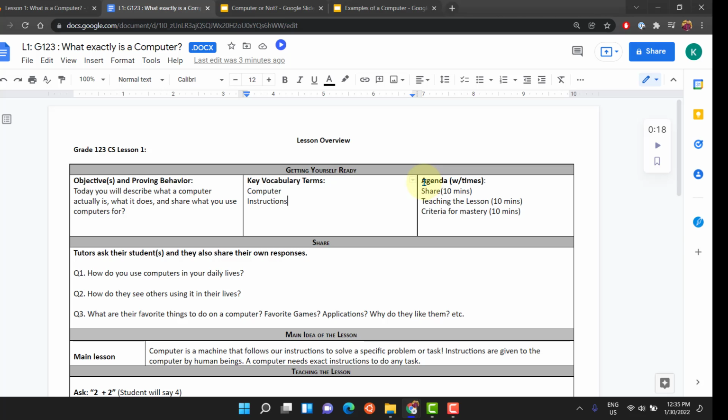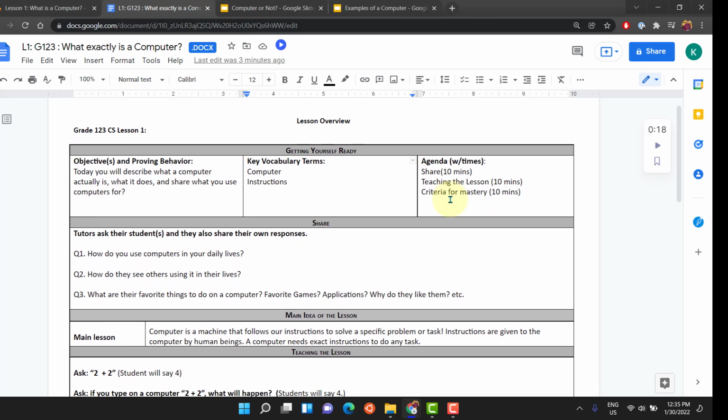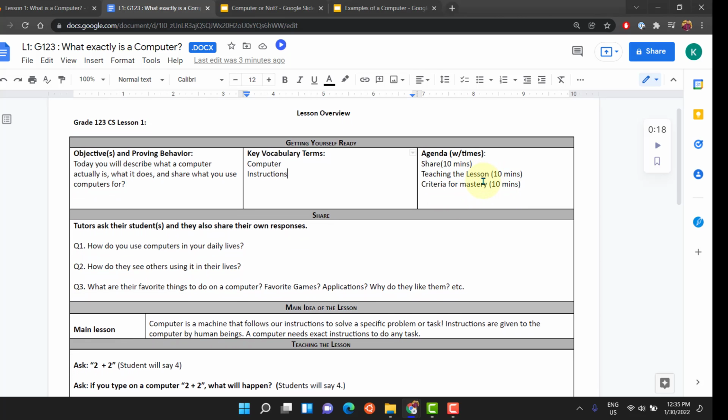The agenda is basically the structure of the whole lesson plan. If you have 30 minutes, how are you dividing the 30 minutes? What are you going to do? The first thing you're going to do is share. When you go to the share section, I have written here what exactly you need to do. Tutors ask their students these questions, and they also share their own responses. So you will share among yourselves: what do you use a computer for? How do you see others use it? What are your favorite things to do on a computer? What are your favorite games?